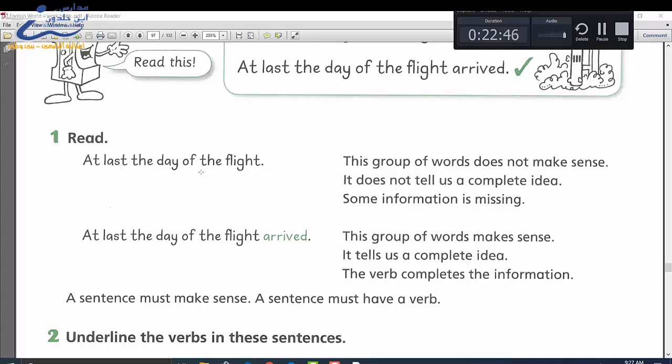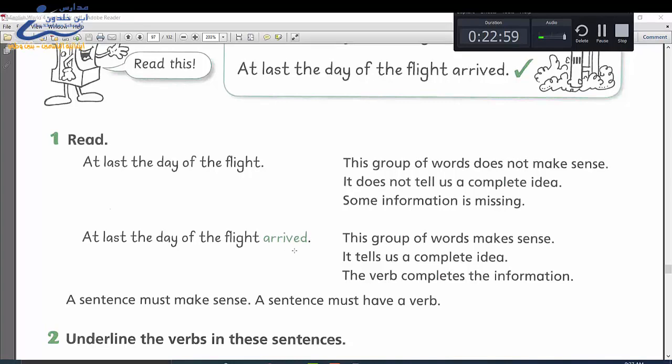So we have 2 sentences. The first one is incorrect. It doesn't give a complete meaning. And the second one has a complete meaning by adding the verb. A sentence must make sense. A sentence must have a verb. So we have to concentrate on this.